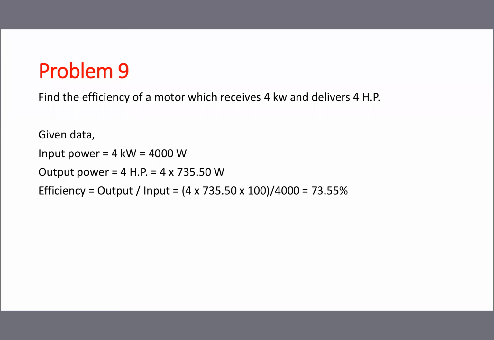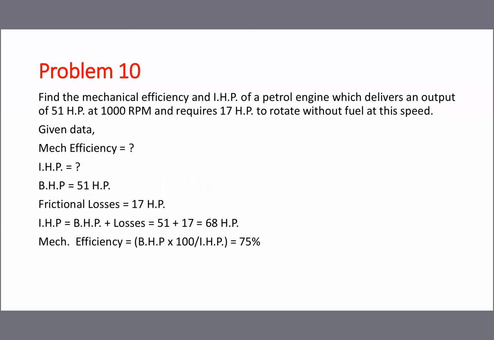Find the efficiency of a motor which receives 4 kilowatt and delivers 4 HP. So input power is 4 kilowatt. The power the motor is receiving is called input power, 4 kilowatt, convert into watts, 4000 watts. Output power 4 HP is given, convert into watts, 735.5. Then efficiency is output divided by input. So divide both the values, you will get 73.55. Here the only thing is you must convert input power and output power in terms of watts. Then multiply with 100 for getting percentage. Then go to problem number 10.